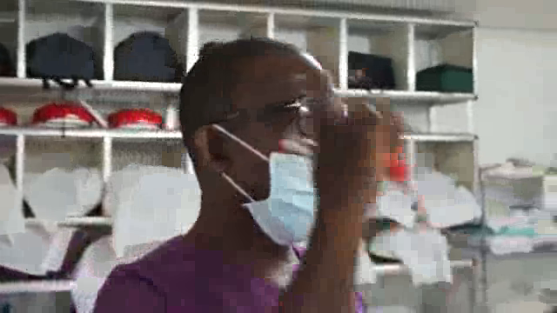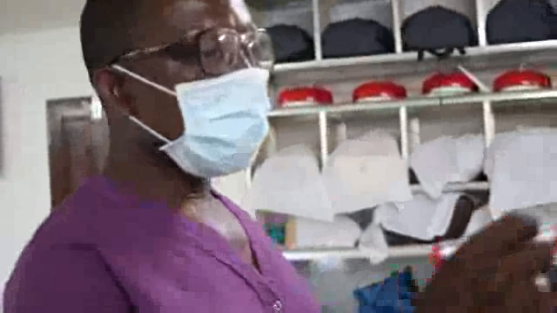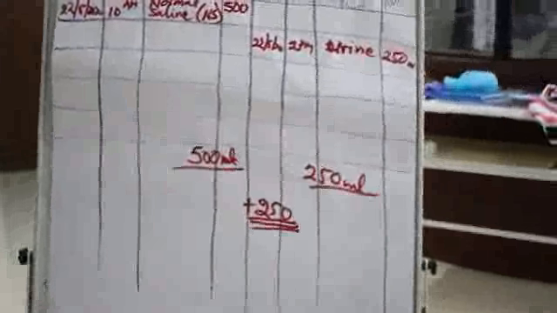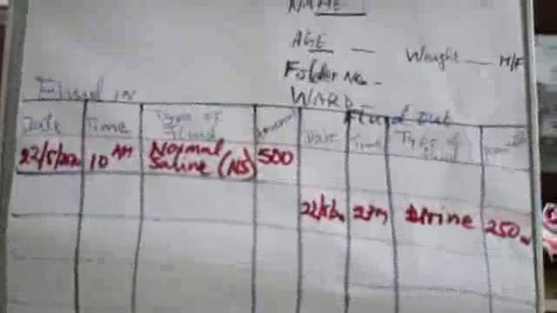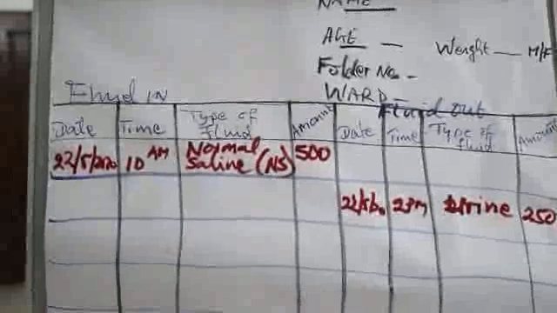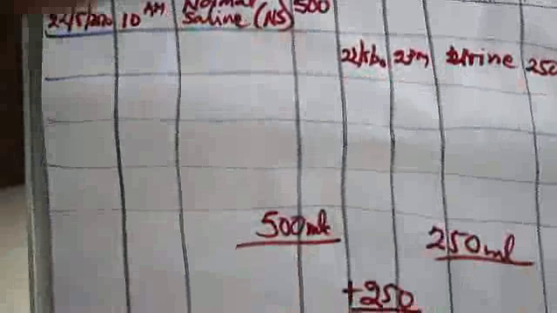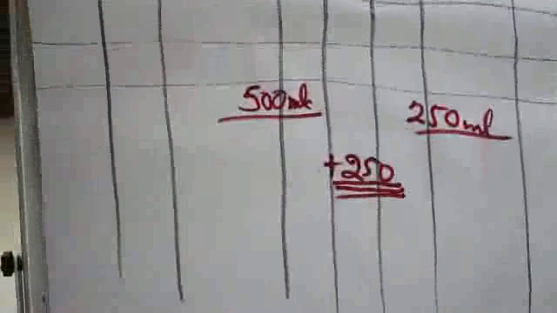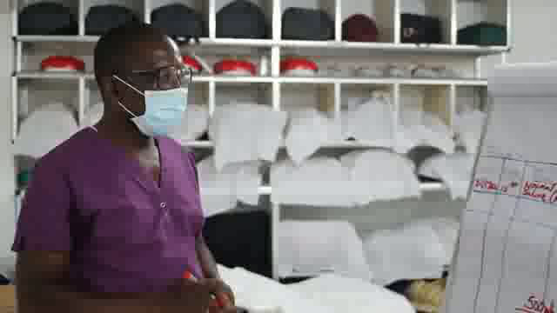And make sure always one chart goes for one patient. You can never do one chart for two patients. One chart is always for one patient. You make sure you record the name of the patient, the age of the patient, the weight. You know, it is also possible that we can monitor fluid in and fluid out through the weight, but we want to take care through the fluid chart. But it is also important that on admission you record the weight of the patient, and it indicates the sex of the patient, either male or female, the folder number, and of course the ward number.